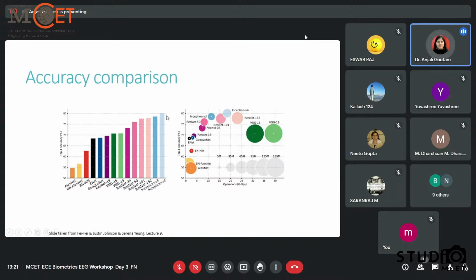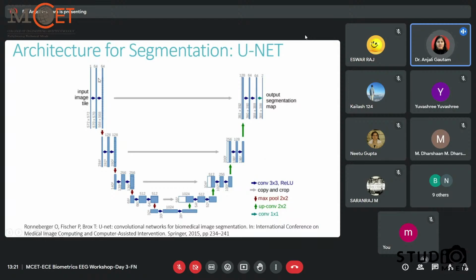This is the accuracy comparison of various different models. New ones keep coming because they give better results as compared to the previous ones. And on the right-hand side is the number of operations required for different models. And like I said, we have just seen some architectures which are used for performing classification tasks.